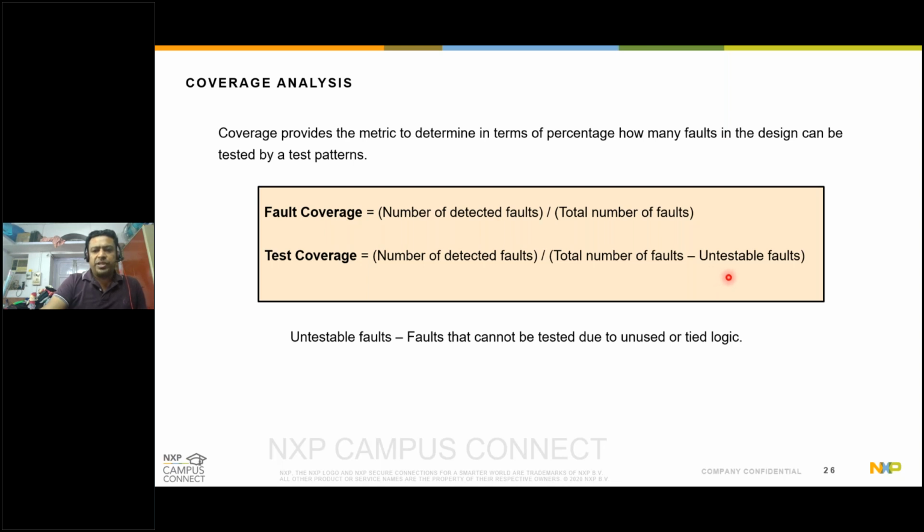So all the faults associated with that gate can be subtracted out from my total calculation of the coverage. So the faults associated with the gate which is not being used can be subtracted out from the total number of faults. As you can see, because of that, my denominator will become less and my total coverage will increase. So in general, your test coverage numbers are generally greater than your fault coverage numbers.